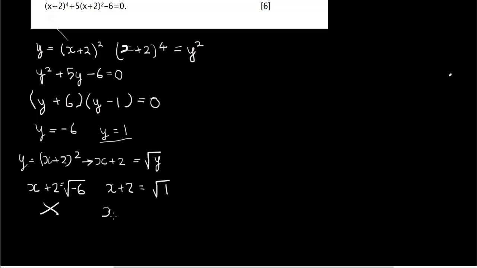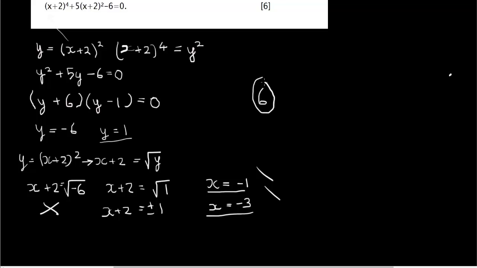So x plus 2 equals plus or minus 1, which gives us x equals minus 1 for one root, and x equals minus 3 for another root. There's a nice 6 marks for that. For getting that correct, we get a good 6 marks.